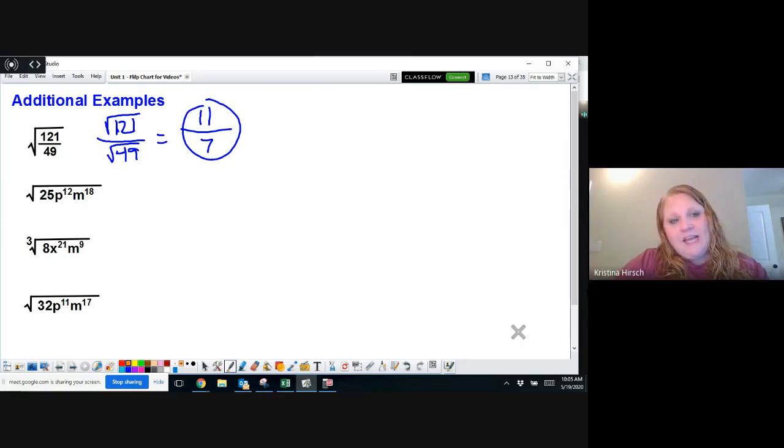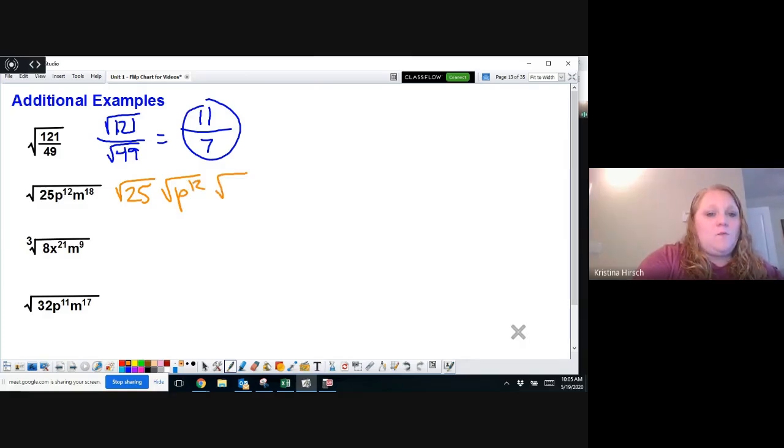All right, so the next example, you have the square root of 25, p to the 12, m to the 18. This one is an example of terms that are being multiplied under the radical. And in this case, it's easier to bust it apart. So think about what you have here. If I break it apart, I have the square root of 25, the square root of p to the 12, and the square root of m to the 18, right?